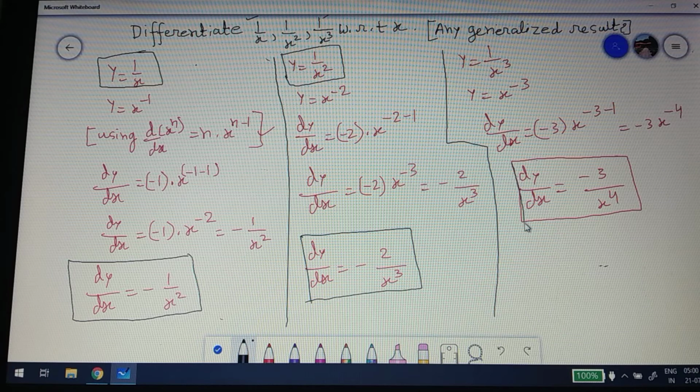So 3 derivatives I have done. One is of 1 upon x, next is 1 upon x square, next is 1 upon x cube. Now are you able to find any general relationship? Just look carefully. Here the power of x is 1 and in the derivative it is 2, 1 more than 1. And it is 1 upon x, it is minus 1 upon x square.